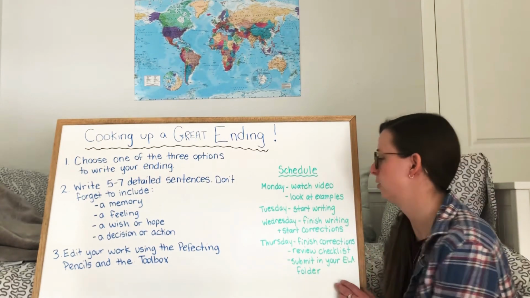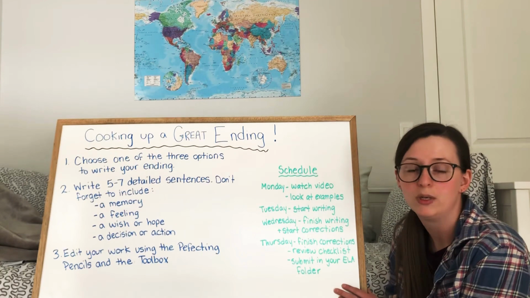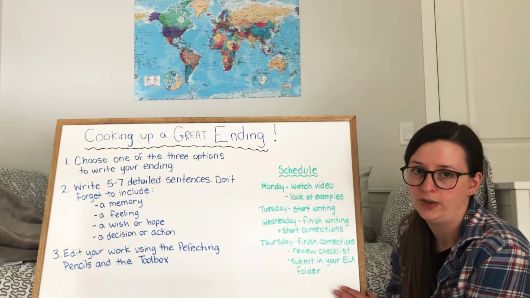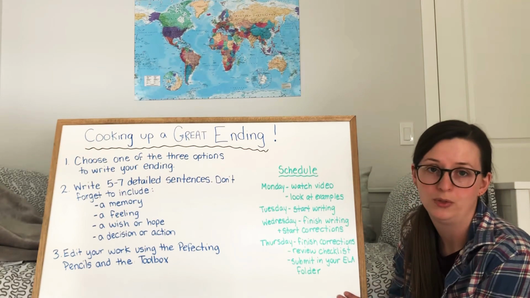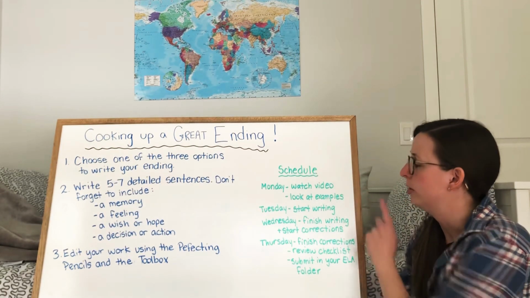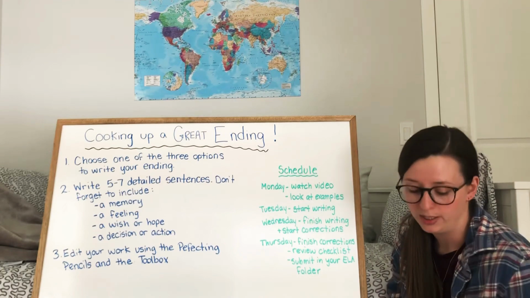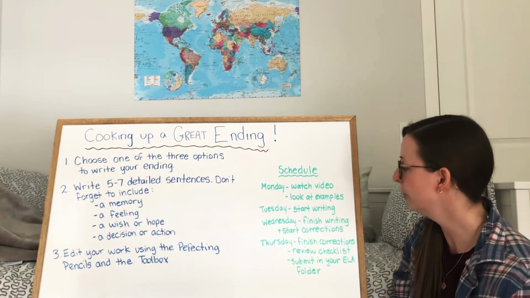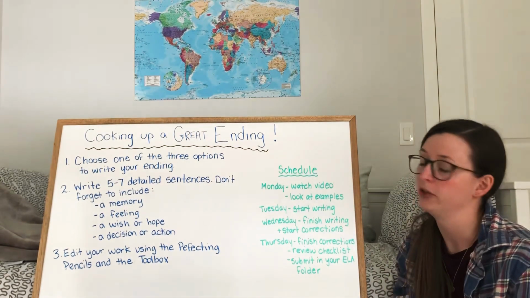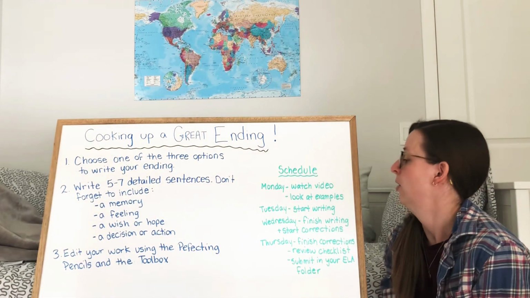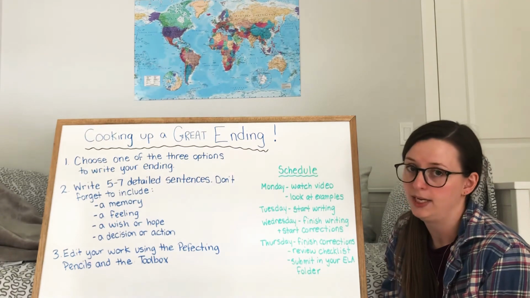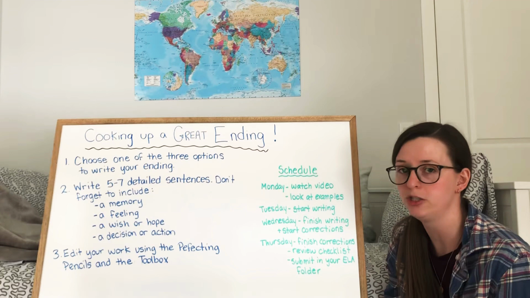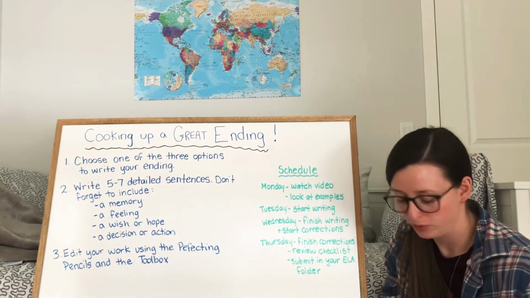Over here I have a schedule for you that you can follow. If you end up doing a little bit more work one day and a little bit less the next day, that's perfectly fine. But to give you an idea of how it will look this week: Monday, you can watch this video and you can look at the examples on the first page of your handout. Tuesday, you can choose one of your options and start writing. Wednesday, you can finish writing and start your corrections. And Thursday, you'll finish your corrections and you'll review the checklist.